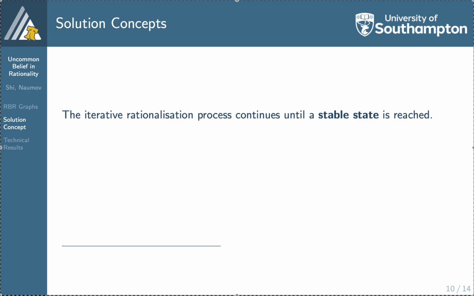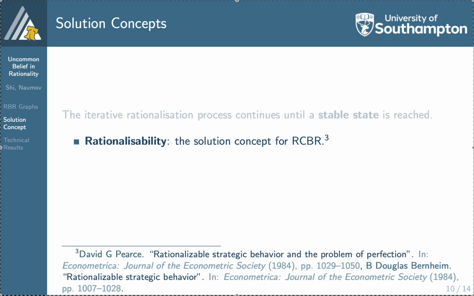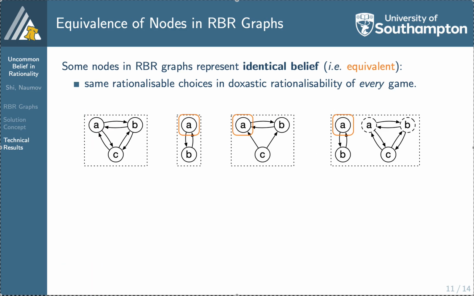In the above analysis, we can notice that RBR implies an iterative rationalization process until a stable state is reached. Such a stable state is a solution concept called rationalizability in the literature, but especially for RCBR. In this paper, we propose the solution concept called disaster rationalizability to capture the stable state of the iterative rationalization process in any given RBR system. This is another major contribution of this paper.